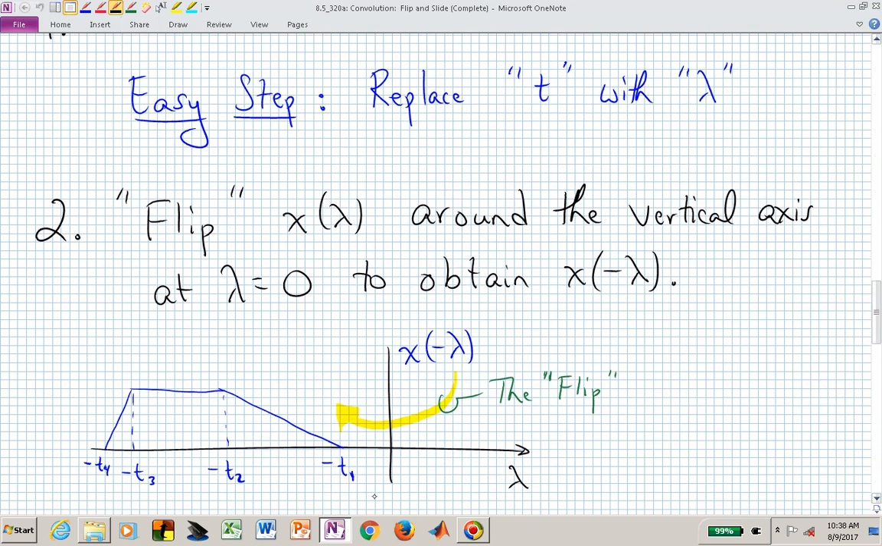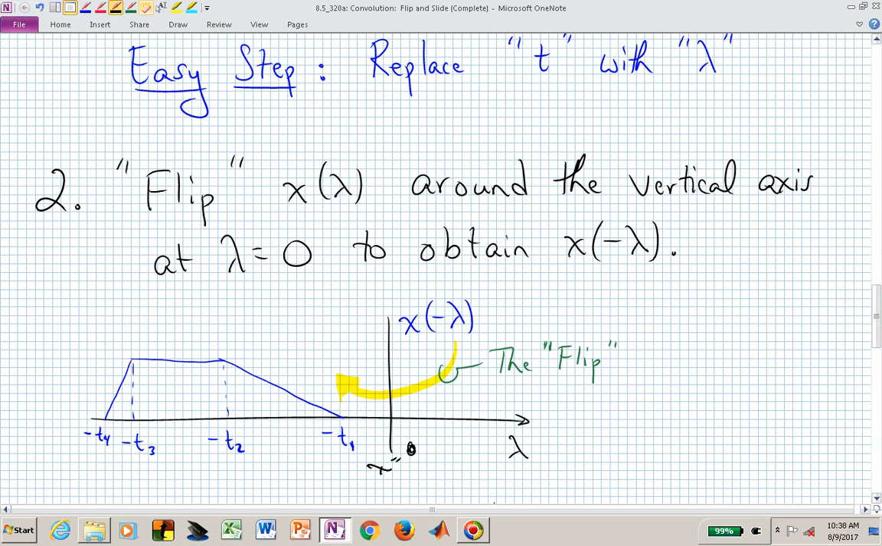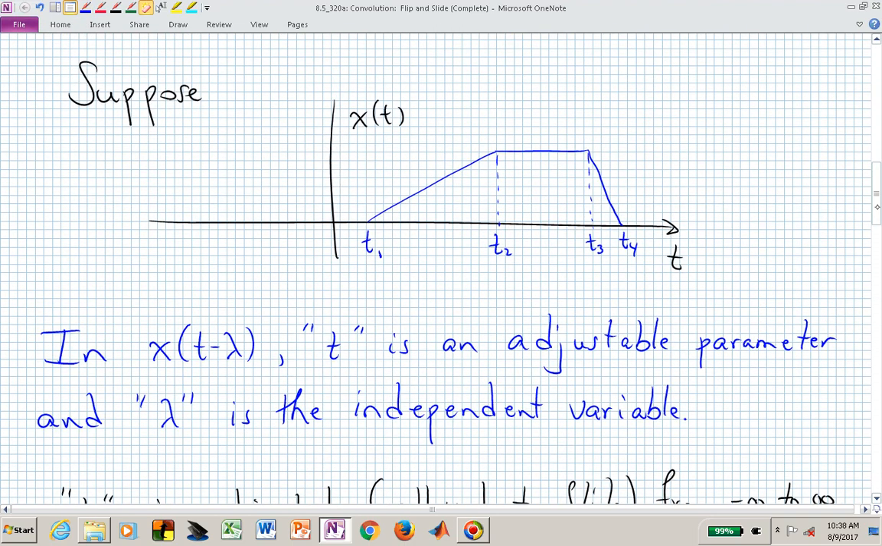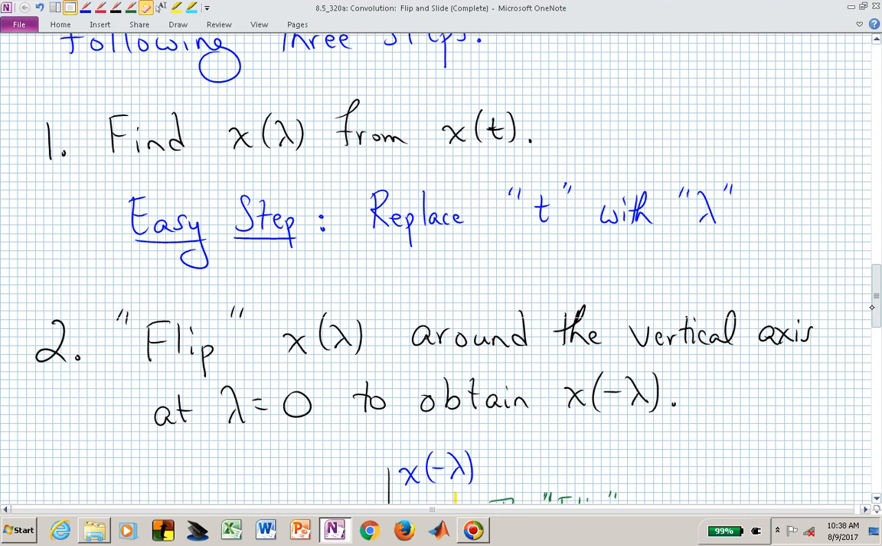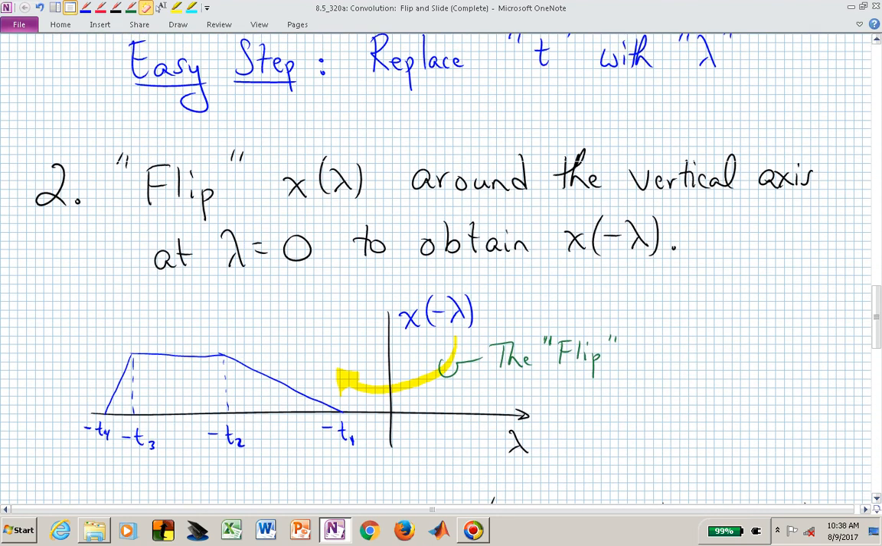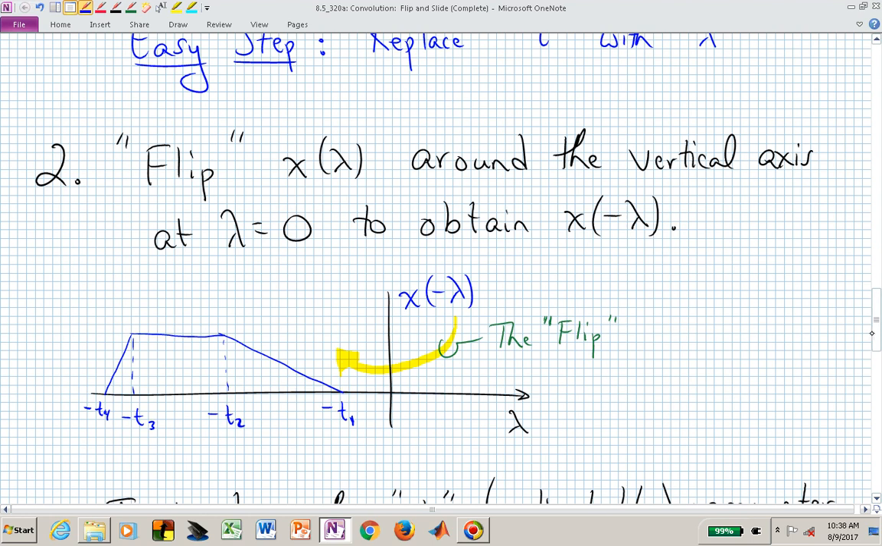So here is lambda equal to 0. We now want to flip x of lambda about this vertical axis, and that's what I'm trying to indicate with this blue highlight. That's the flip, so that now, if we envision this as a lambda axis, we're flipping t1 over to minus t1, we're flipping t sub 2 over to minus t sub 2, etc. So now, in step 2, when we flip x of lambda around the vertical axis, we have a minus t1, and then going from right to left, we approach minus t sub 2. Our function is flat from minus t sub 2 to minus t sub 3.